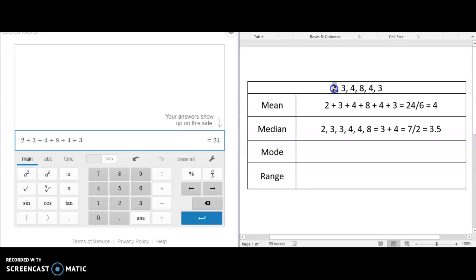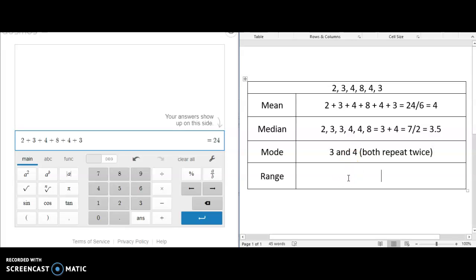So let's see. We have 1 two, 2 threes, 2 fours, and 1 eight. So the mode is 3 and 4 because both repeat 2 times. Now, if the 3 was there 3 times and the 4 was there twice, they both repeat, but you'd pick the 3 because it appeared more than the 4.